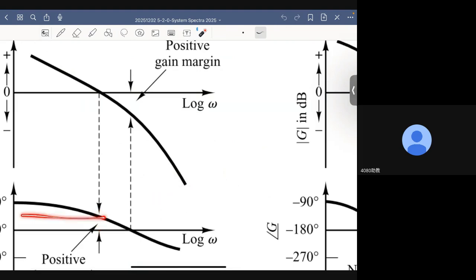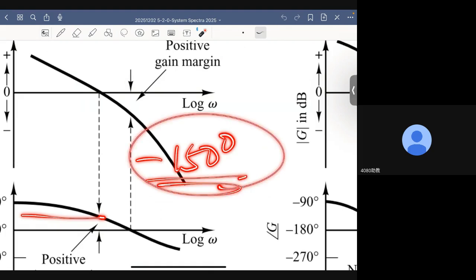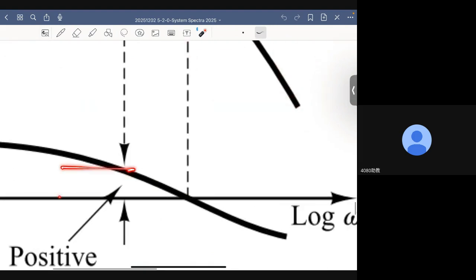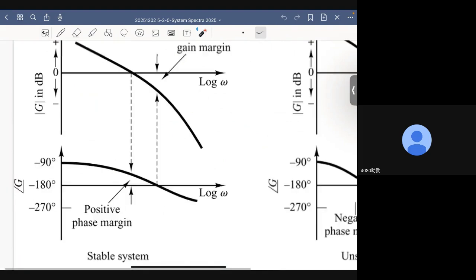but for example -150 degrees, the poles are not yet located on the imaginary axis. You still have 30 degrees of room, a 30 degree phase angle tolerance. And this tolerance is a room to tolerate the impact of uncertainties on phase response, all right?